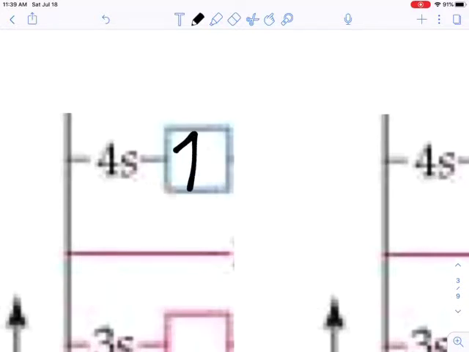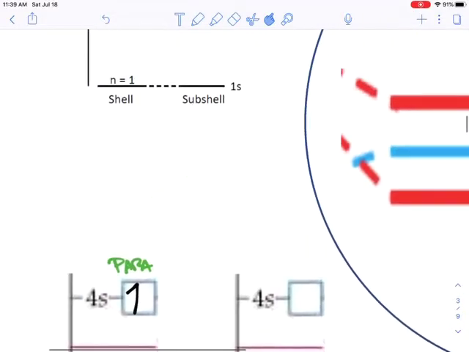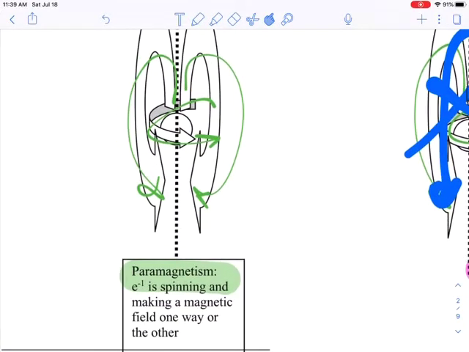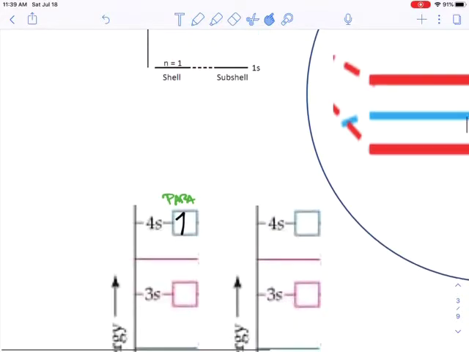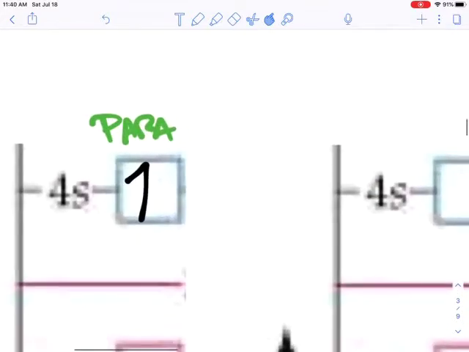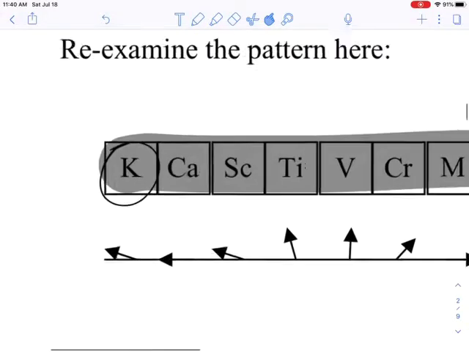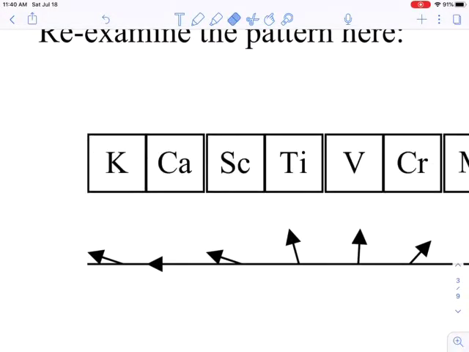All right. So we're just going to say that we're going to start with potassium having an electron going up. Well, that is now paramagnetic, which makes sense, because if you have paramagnetic, that means you have an electron that is spinning, and there is nothing to cancel it out, because again, there's only that one electron, so there's nothing to cancel it out. So that makes sense.